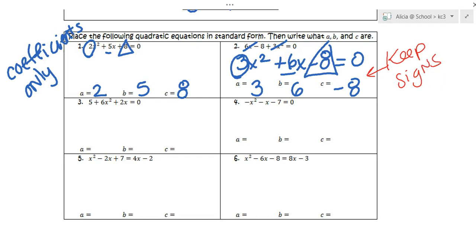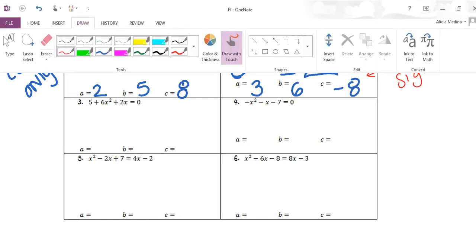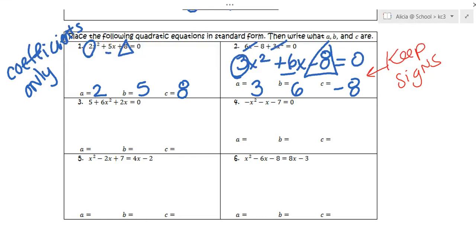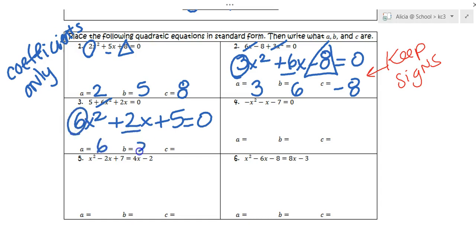Alright, looking at number 3, everything's on the left side, but it is out of order again. So I'm going to go ahead and put that in order, bringing my x squared term first, then my x value, and then my constant. Still all equal to 0, and then I can identify what A, B, and C are. A is 6, B is 2, and C is 5.